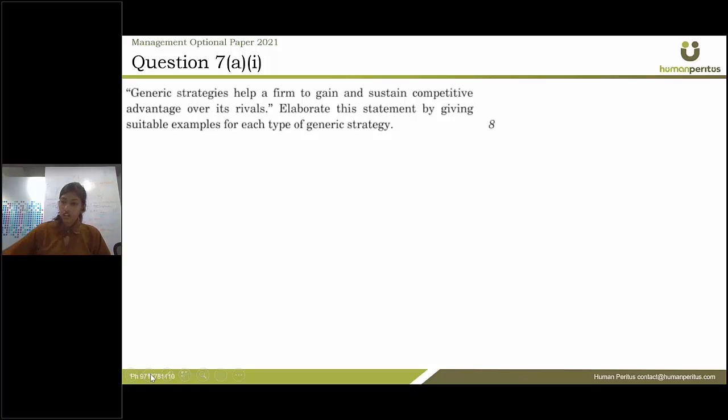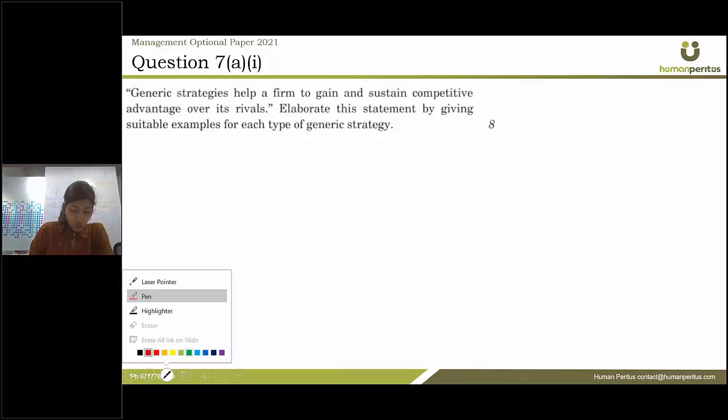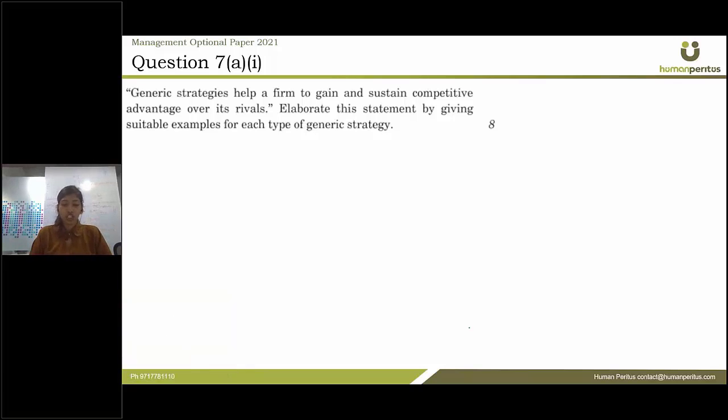Next is: generic strategies help a firm to gain and sustain competitive advantage over its rivals. Elaborate the statement by giving suitable examples. So first of all, generic strategies help a firm to gain and sustain competitive advantage. So generic strategies were given by Michael Porter.